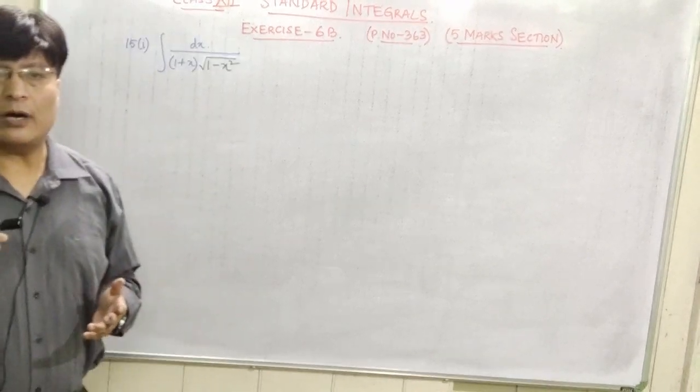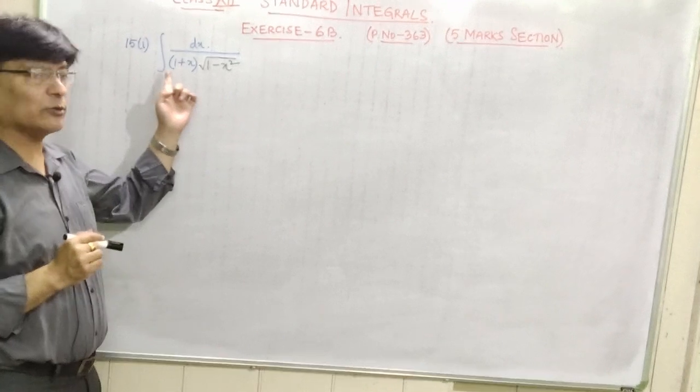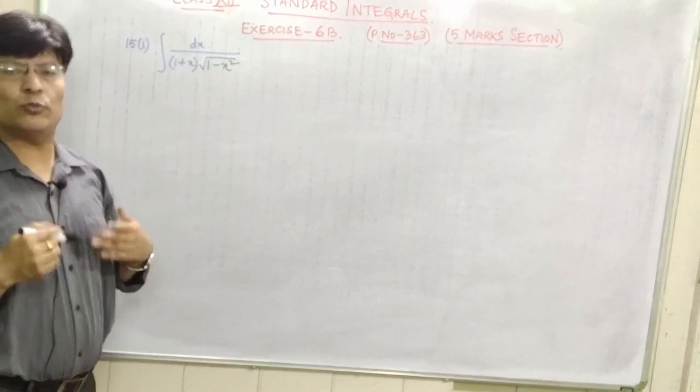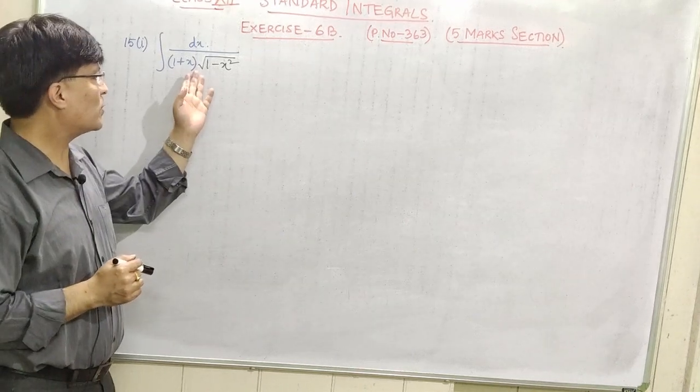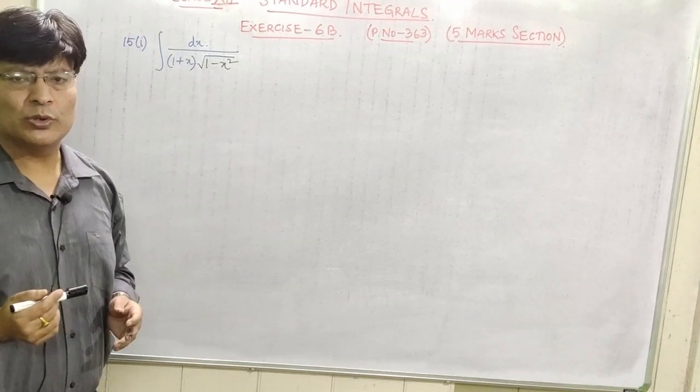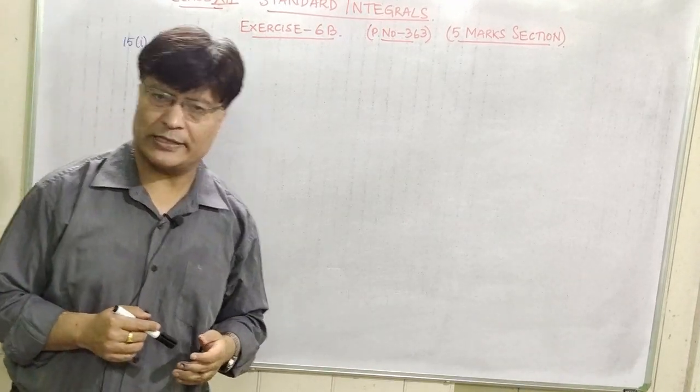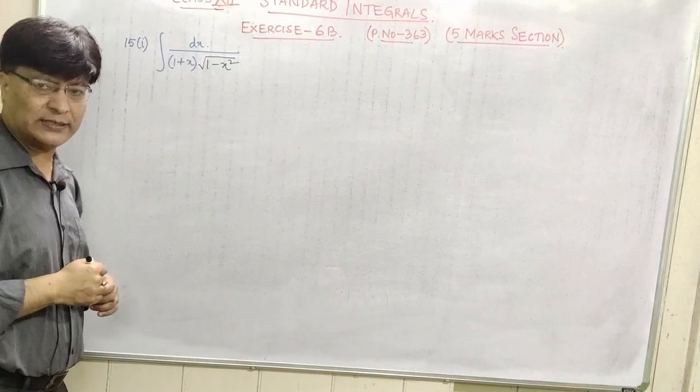Okay. So outside the square root there is the expression 1 plus x. Here the power of x is 1, which is a linear expression in x. And within the square root the power of x is 2, that is a quadratic expression in x. So what is the method for integrating it?